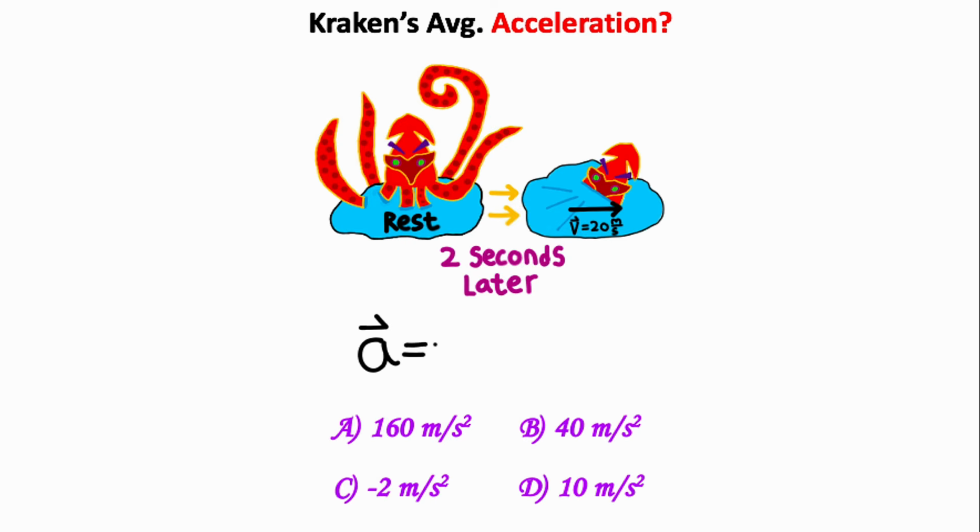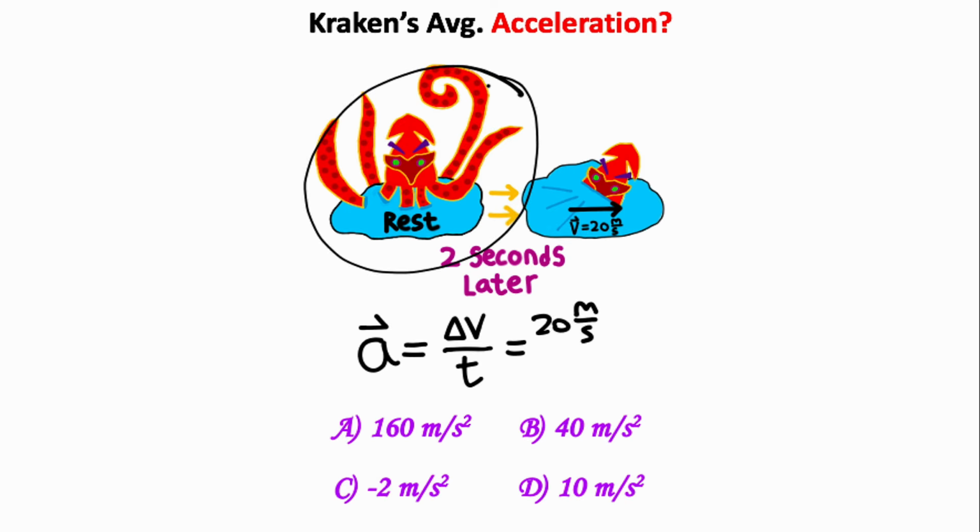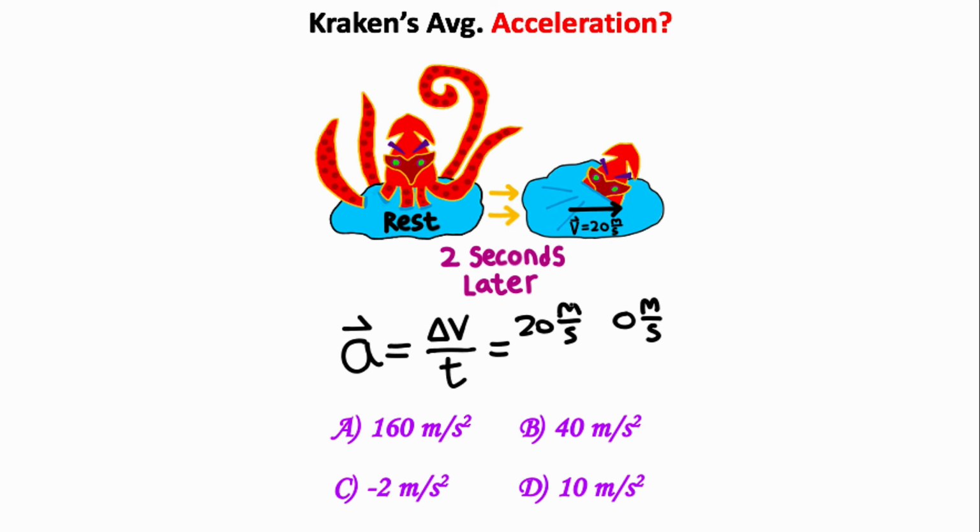Whenever you need to calculate average acceleration, it's simply going to be the change in the object's velocity divided by time. So I'll start with the change in velocity. I notice in this second diagram, the kraken is moving at 20 meters per second. And initially, the kraken is at rest. So the change in velocity is 20 meters per second minus 0 meters per second.